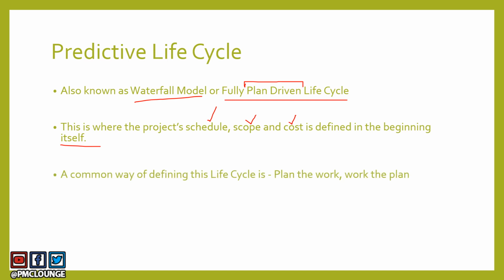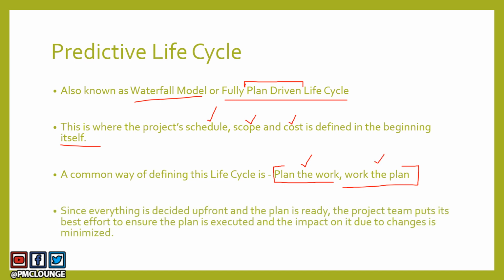Now, there's a common saying around this life cycle, the predictive life cycle or the waterfall model, and that is plan the work and work the plan. So first of all, you plan everything that needs to be done and then you do it based on your plan. Now, everything is decided upfront in the beginning itself, right? And the plan is ready. So the project team puts its best effort to ensure that this plan is executed, this plan is followed, which was defined in the beginning itself.